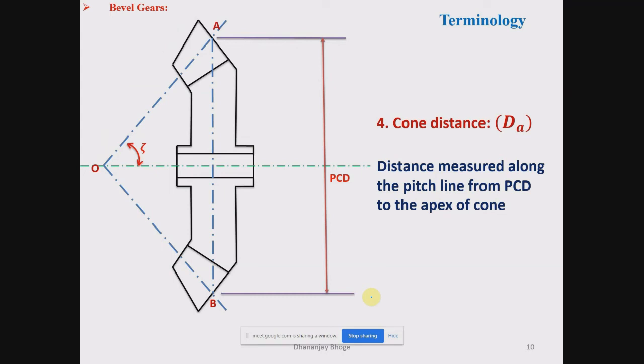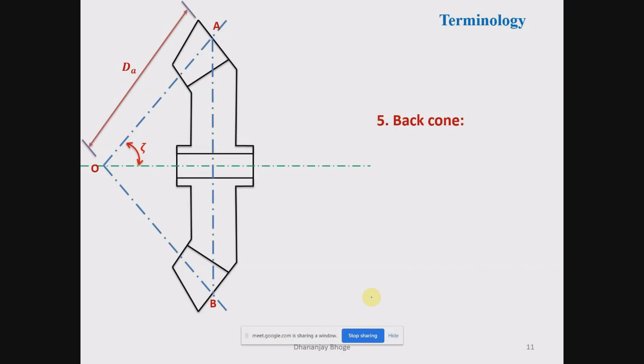Look, I will show it again in the diagram. DA is the distance OA measured parallel to the pitch line. Okay, cone distance. The next, number 5, is back cone.